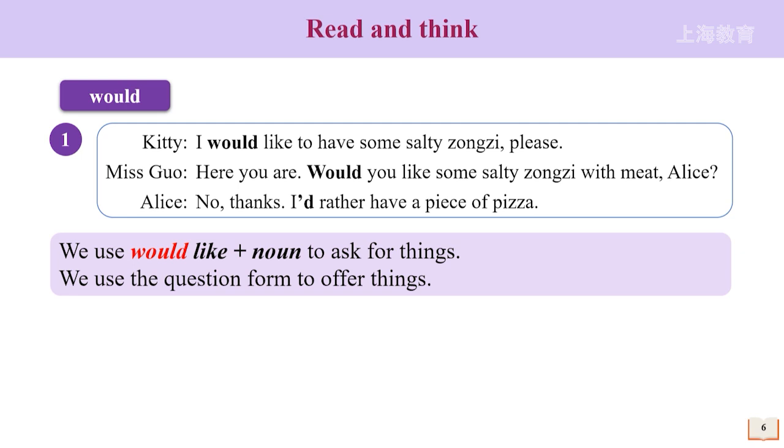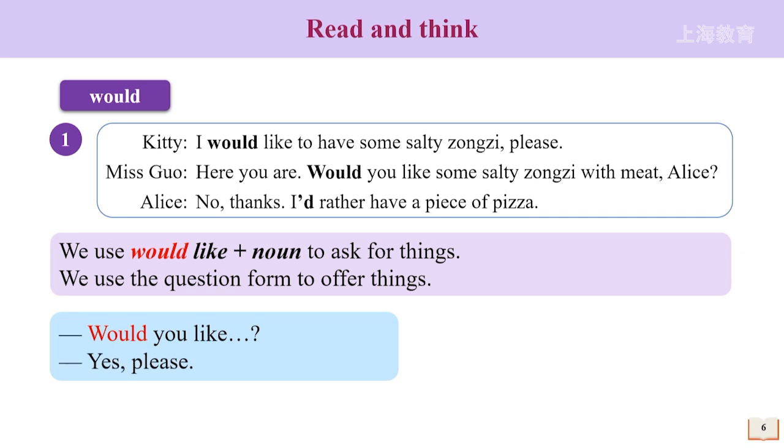We use the question form to offer things. 而它的疑问句则用于表示为他人提供某物。Please pay attention. When someone uses would you like to offer something to you, if you want to accept the offer, you should say, yes, please. If you want to decline the offer, you should say, no, thanks. 当我们接受他人的提议时，我们应该礼貌回应 Yes, please. 当我们谢绝别人时，我们应该礼貌回应 No, thanks. We should always be polite to others, right?